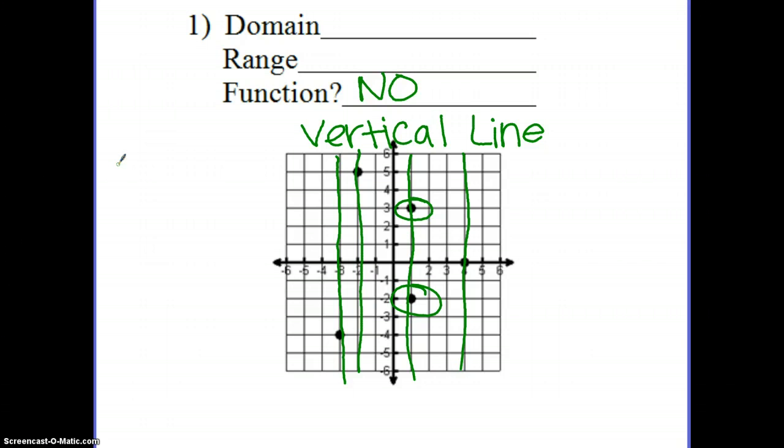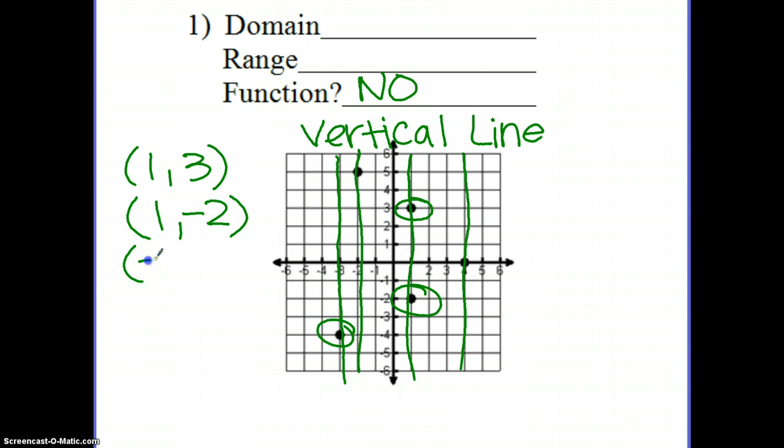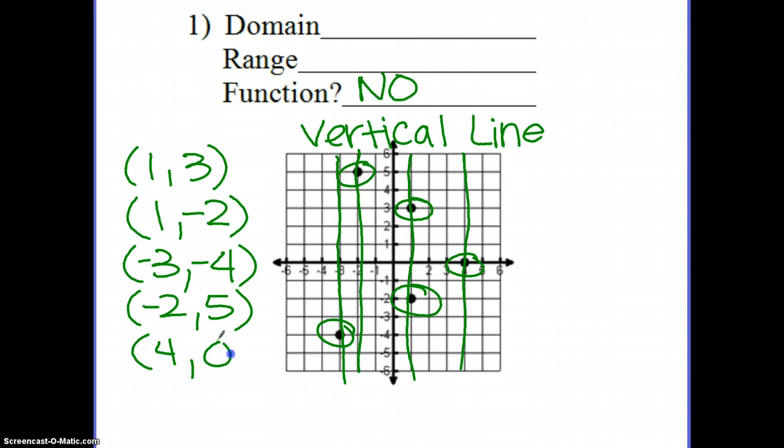So I'm going to name each of these points. I'll start with the two that are circled, so that's (1, 3). The one on the bottom is (1, -2). This one, let's see, that's (-3, -4). This one, (-2, 5). And that one, it's over 4 and then you don't go up or down, so (4, 0). So this is another way that you can check to see if your relation is a function.